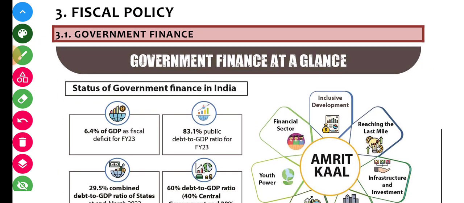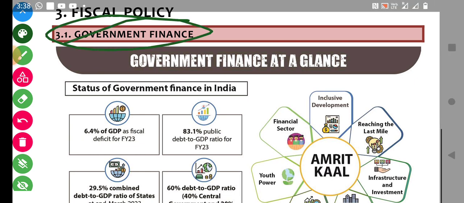Next is fiscal policy, or the government financial system or financial institutions. So first is the government initiative.